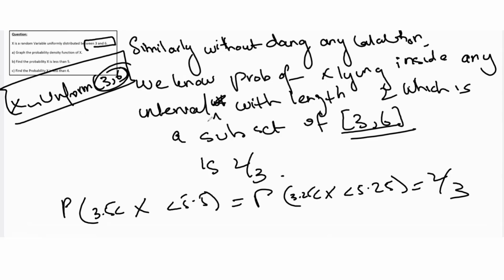So that's how we could have done part C: either similar to part B, where you integrate the PDF or look at its graph, or just use this property of a uniform random variable. For any uniform random variable with parameters A, B, the probability of lying inside any subinterval of AB depends upon the length of the interval, not where the interval is located. And this is how we applied it here.